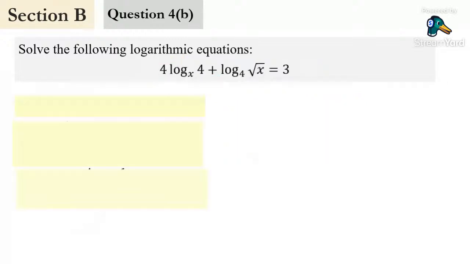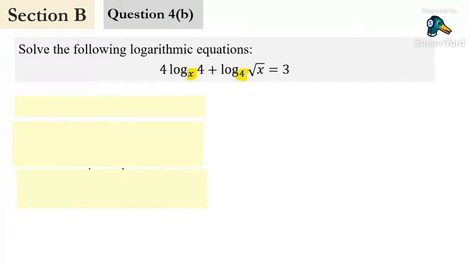Last questions. Question 4b. Solve the following log equations. So we have 4 times log to the base x of 4 plus log to the base 4 of square root of x equals to 3. So guys and girls, again, whenever you got a log equation, for beginners, the first thing you check is the base number, adakah sama ke tidak.